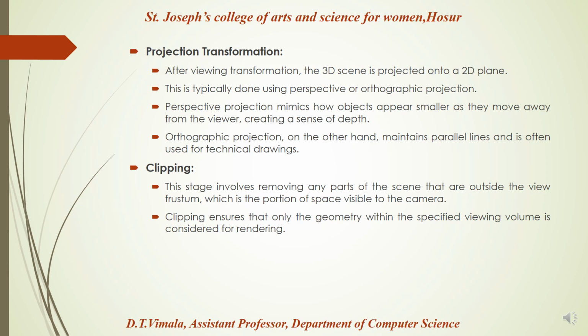Clipping. Next stage is clipping. This stage involves removing any part of the scene that is outside the viewing window or viewing boundaries, within the portion of space visible to the camera. Clipping ensures that only the geometry within the specified viewing volume is considered for rendering, that is, what is within the boundary will be saved and the others will be discarded, same as we see in 2D.